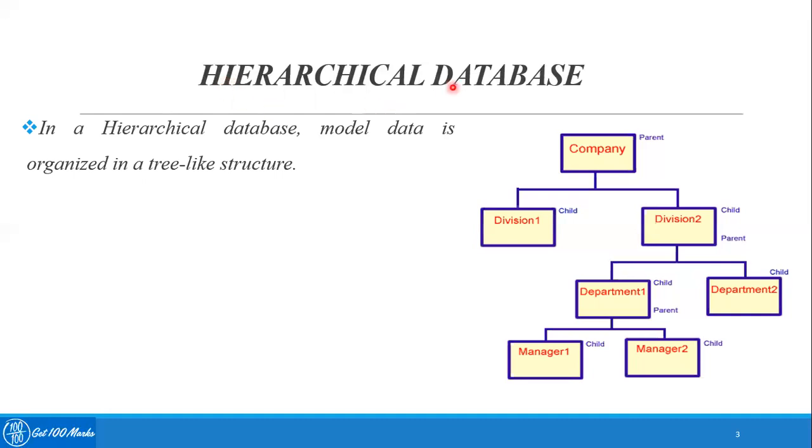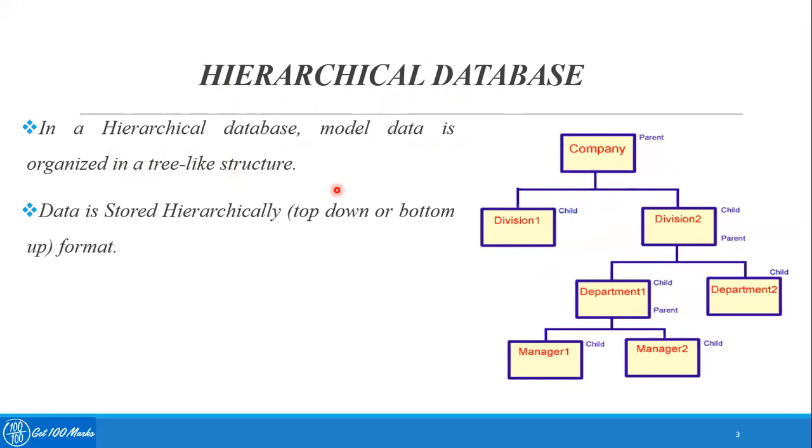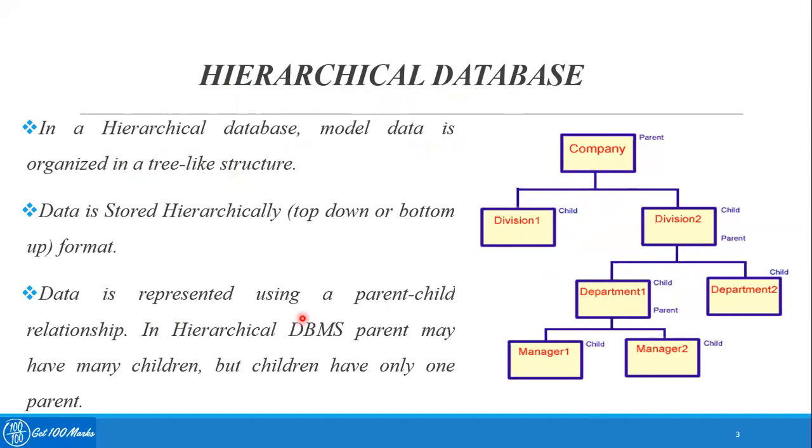To start off with the hierarchical database model, you can see from the diagram, this hierarchical database model follows a tree-like structure where it establishes a parent and child relationship. In a hierarchical database model, data is organized in a tree-like structure. Data is stored hierarchically. It can be either from top to bottom or from bottom to top. Data is represented using a parent-child relationship. In a hierarchical database management system, a parent may have many children, but children have only one parent. So that should be the key rule which should be followed when it comes to a hierarchical database.